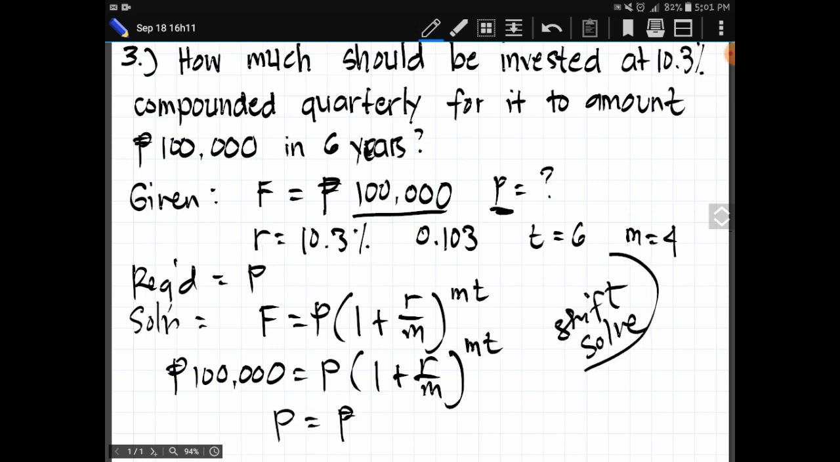So by using shift solve, which was already discussed last meeting, the value of the principal would be equal to 54,325.46 pesos.